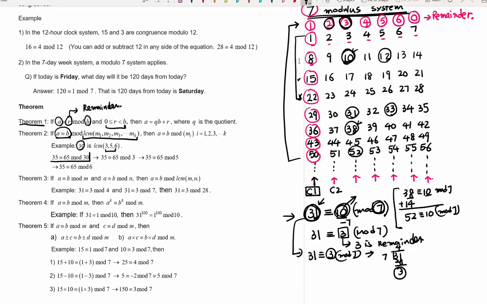If this is true, 35 and 65 in mod 30, and also mod 3, they have the same column. So over here, 1, 2, 3, 4, number 30, right? So 31, 2, where is it?